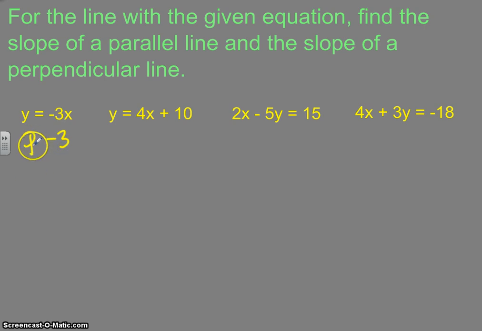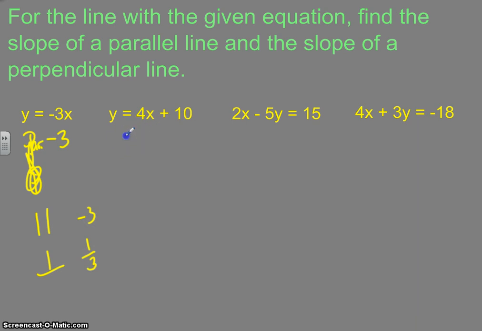The slope of, well, you can't really do that, can you? Parallel, here's what we'll do. We'll call parallel lines, that would be -3. Perpendicular lines would be the opposite reciprocal. So it would be 1/3. It's already negative, so the opposite would be positive.